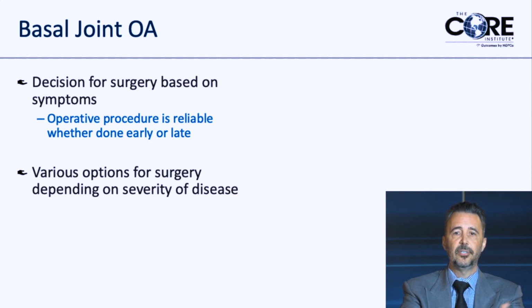There's multiple different options for surgery, but they all involve a different variation on the same theme. Basically what we're doing is getting rid of the bone that was grinding on the other bone and creating a space there so there's no longer anything rubbing on that bone. And oftentimes we'll put something in that space to help create a cushion so that the metacarpal doesn't collapse back down into that space.